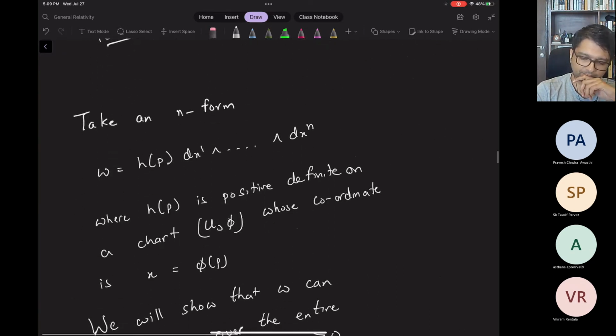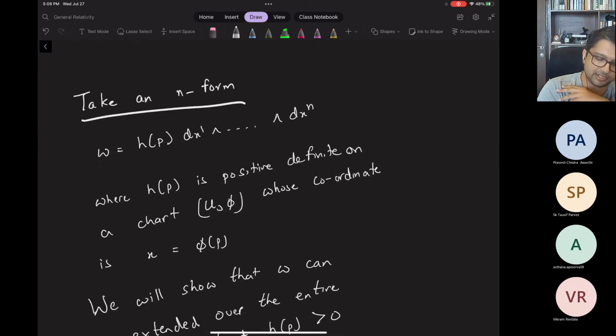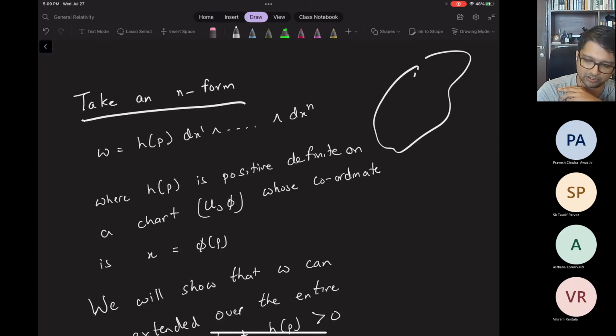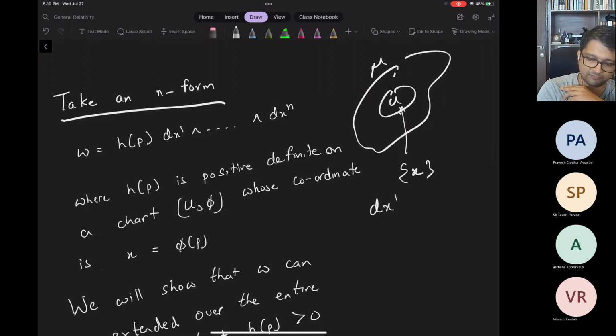Of n forms. So let's take a particular n form in some coordinate basis. So this is in some coordinate patch on the manifold. We take some coordinate patch U, and on this coordinate patch, we have coordinates x, which means we have a basis of differential forms. So this is a basis of one forms. And now if we want a basis of n forms, it will just be dx1 wedge dot dot dot wedge dxn. This is the basis of n forms, and this can be multiplied by an arbitrary scalar function.